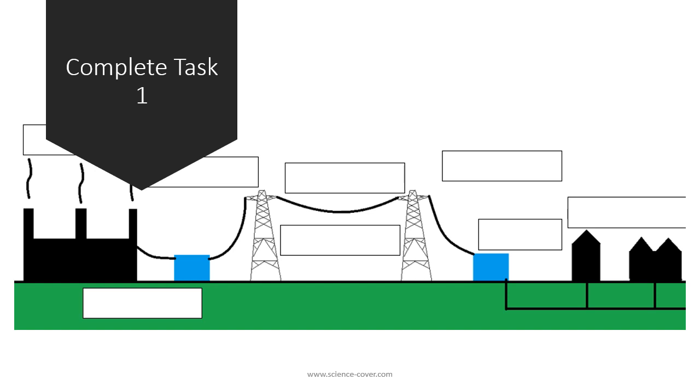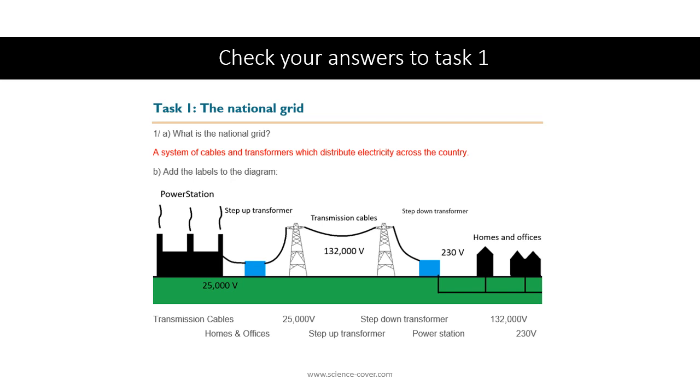Now pause the video and complete task 1. Let's check our answers to task 1. What is the national grid? It is a system of cables and transformers that distribute electricity across the country. Add labels to the diagram. We have the power station producing a voltage of 25,000 volts, then a step-up transformer, and the transmission cables that carry a voltage of 132,000 volts. Then we've got the step-down transformer, and then the homes and offices are getting a voltage of 230 volts.